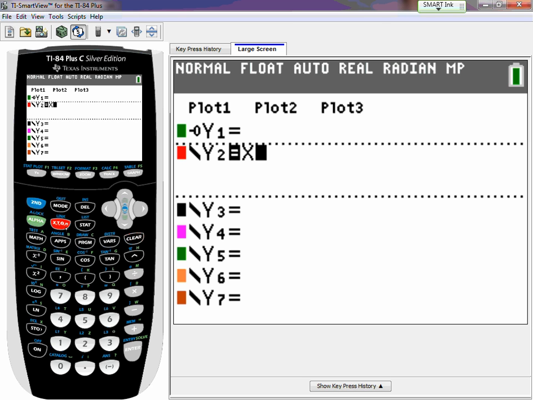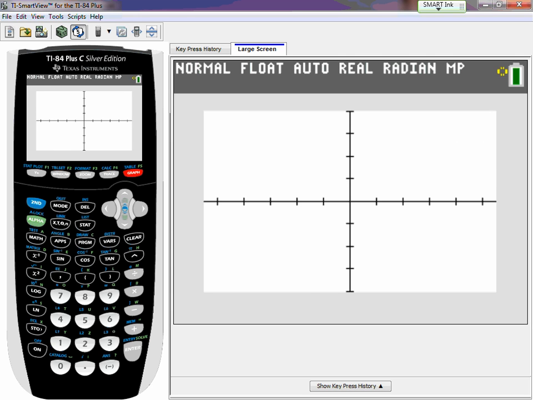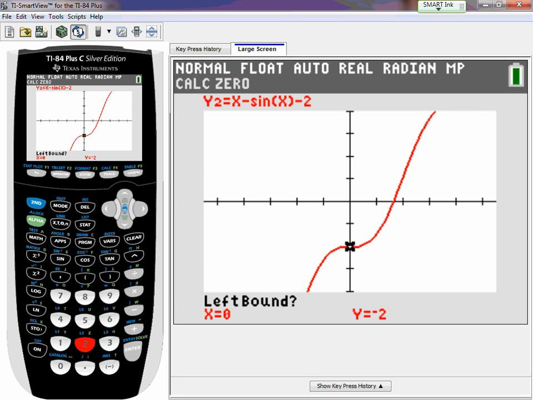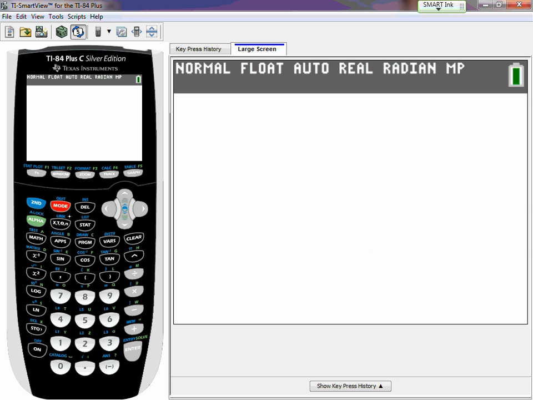Alright, so again we had x minus sine x minus 2. We wanted it equals 0. So second, calculate my 0. Left bound, right bound, I'm going to go extreme and go like 6. You guys can scoot your arrows back and forth. I like to just look at those two numbers. So I get x equals 2.554196.